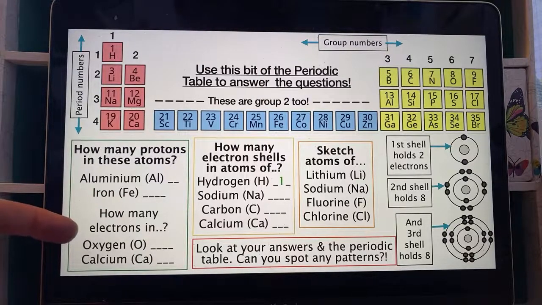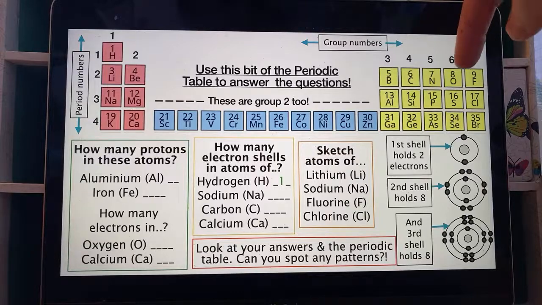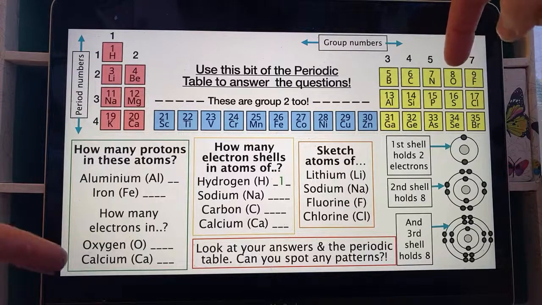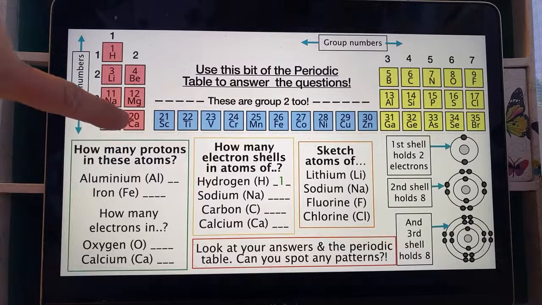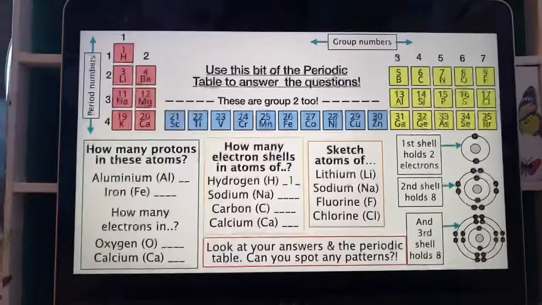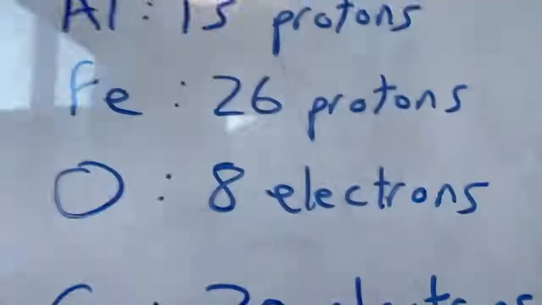And I was sort of trying to trick you here. So atoms have the same amount of protons and electrons, generally speaking. So oxygen, if it's got 8 protons, it would have 8 electrons. And calcium, if you find the Ca for calcium, if it's got 20 protons, it'll have 20 electrons as well. So those answers very quickly.